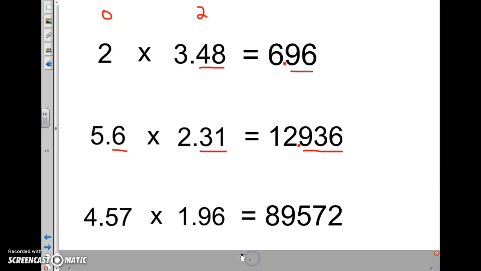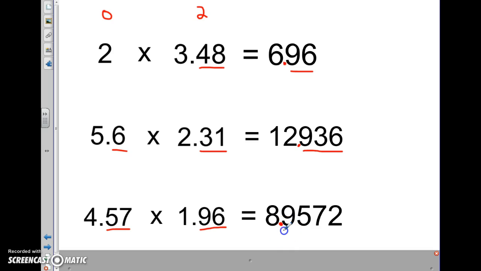Last one. Okay, same practice here. For 4.57, I have 2 digits to the right of the decimal point. And for this factor, 1.96, I have 2 digits to the right of the decimal point, which means that my product is going to have the total of both of those factors. So 2 and 2 is 4. So our product here should have how many digits to the right of the decimal point? 1, 2, 3, 4. So it should be placed right there.